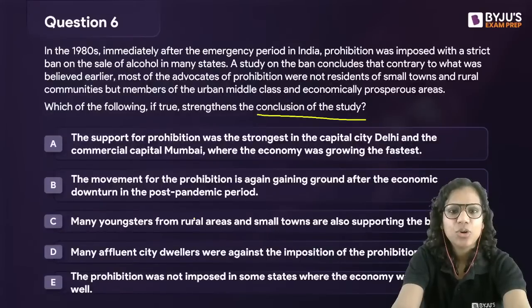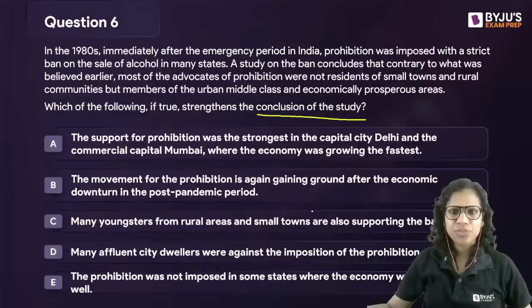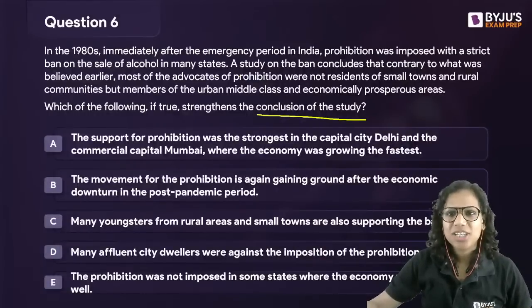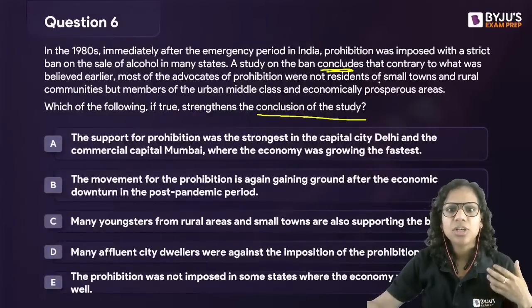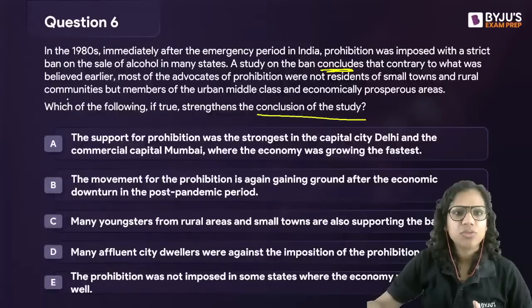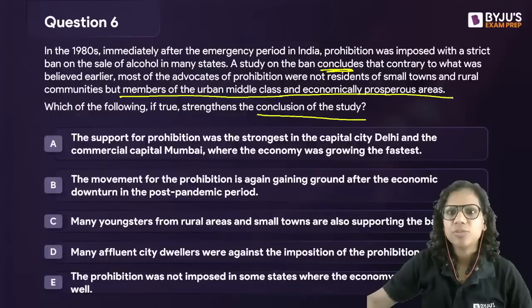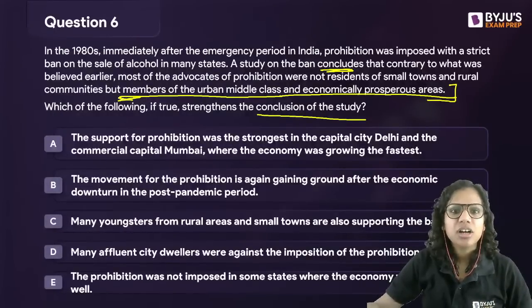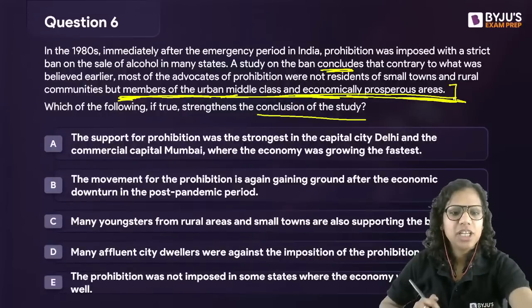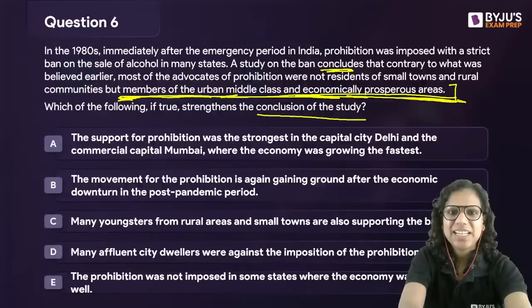We had to strengthen the conclusion here. Now, this is pretty easy, honestly. See, what is the conclusion here? That, contrary to the notion that mostly the wish for a ban came from small towns and rural communities, it's members of the urban middle class and economically prosperous areas who supported the ban. So, we have to support this idea. What should be the answer in that case? Option A clearly fits the bill, right?